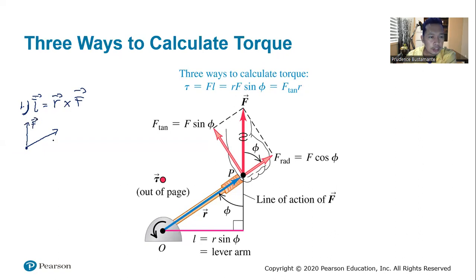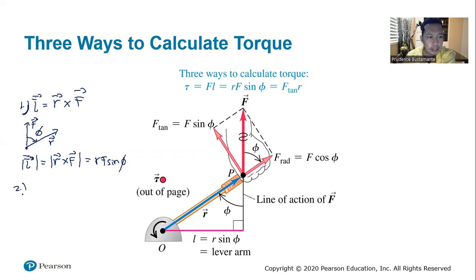And this is your vector R. Here you will find that the angle between them is just phi in this particular situation. So the magnitude of the torque is equal to the magnitude of R cross F. By definition, this is equal to R F sine of phi, where phi is the angle between R and F.